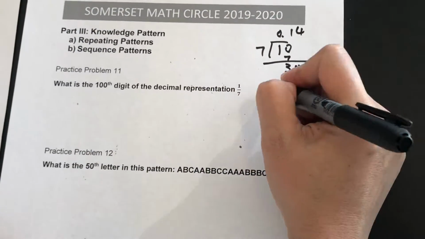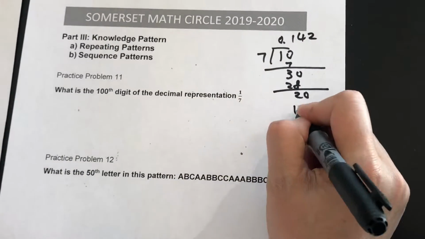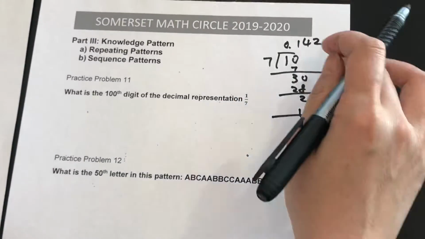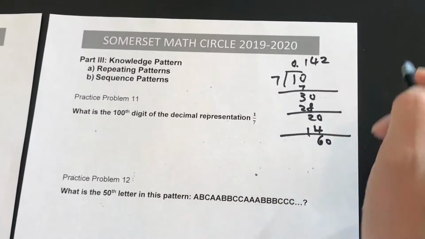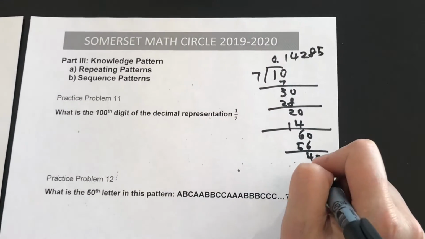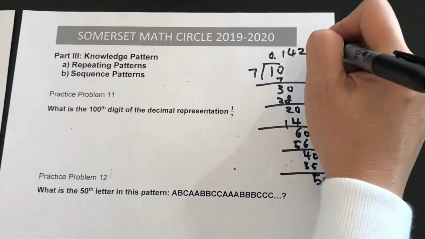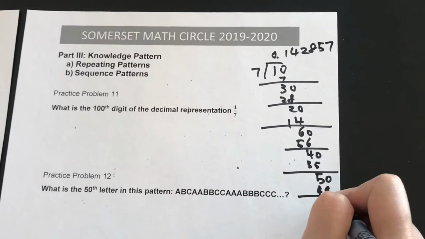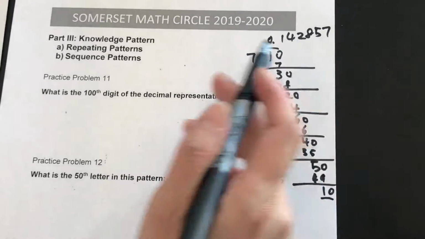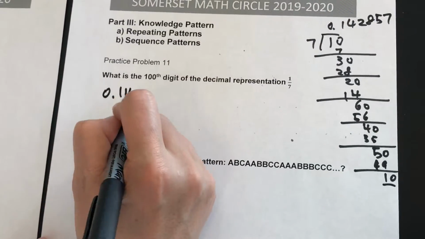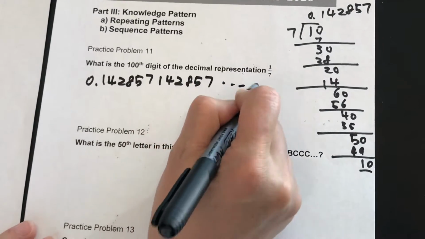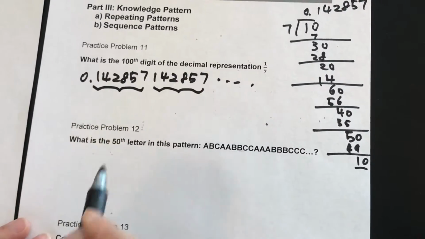give you, we have 2, that's 14. We have to find out when and where this whole sequence starts to repeat itself. Okay, now it starts to repeat because we come back to the 10. So it's 0.142857, then 142857, and so on. So this pattern repeats.